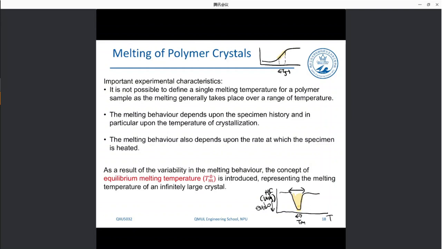And of course, both of these depend on the specimen history. That means how fast or how slow they have been cooled, and the temperature of crystallization. That, as we said before, is related to crystalline perfection or size. And obviously, as we explained for the glass transition temperature, the melting behavior also depends upon the rate of heating of our sample.